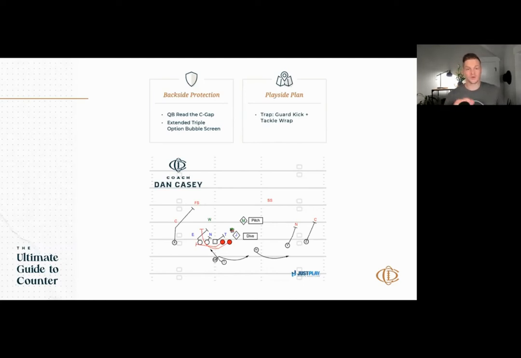But one of the things that we'll do is we'll push crack with the boundary receiver and try and put our running back one-on-one with a corner. Love putting running backs in one-on-one situations with cornerbacks if we can. So that's another option for us, right?